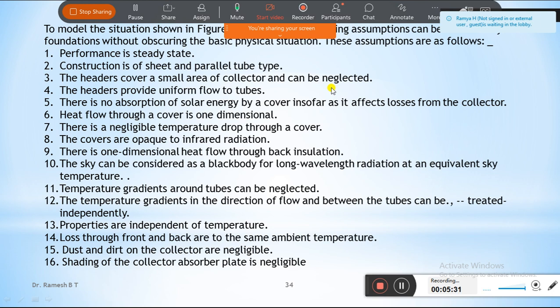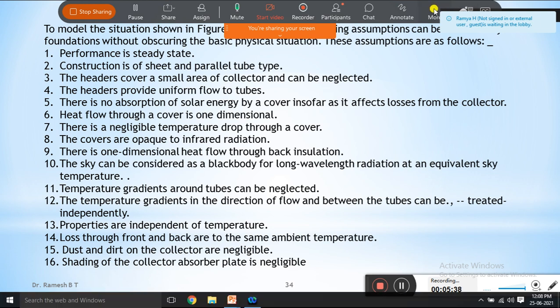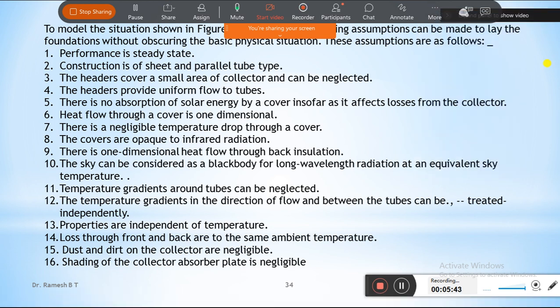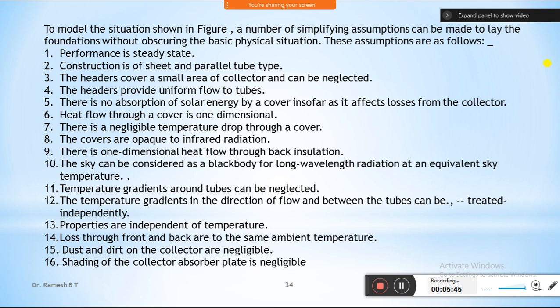And heat flow through the cover is one dimensional, which means here we are considering one dimensional flow. And there is a negligible temperature drop through the cover, that is, along the cover the temperature drop is negligible. And the cover is opaque to infrared radiations, which means it won't allow the infrared radiations to transfer, only the visible light. And there is one dimensional heat flow through the back insulation.